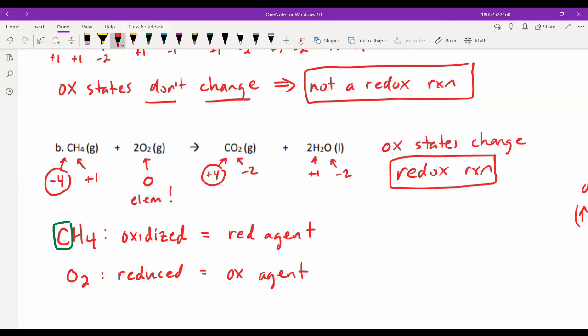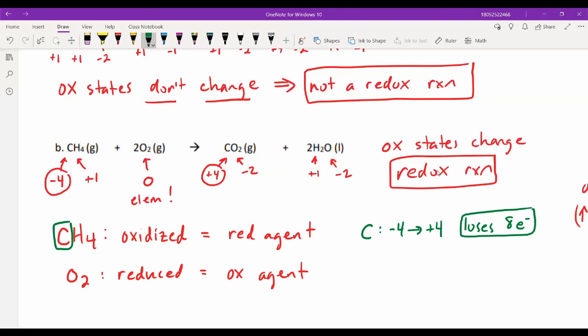So if we look at the carbon, it's going from -4 to +4. So it's losing how many electrons? Well, it's becoming more positive by 8. So therefore, it's losing 8 negative charges. And there's only one carbon. So basically, we've actually just found the number transferred. Because if something loses 8 electrons, something else has to gain 8 electrons.